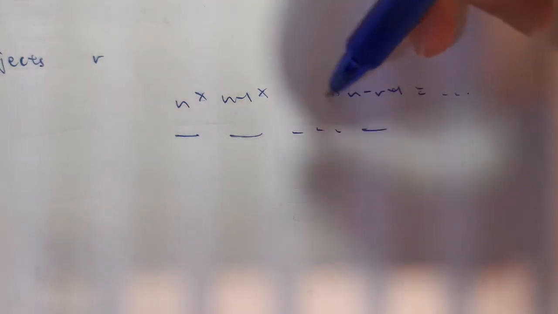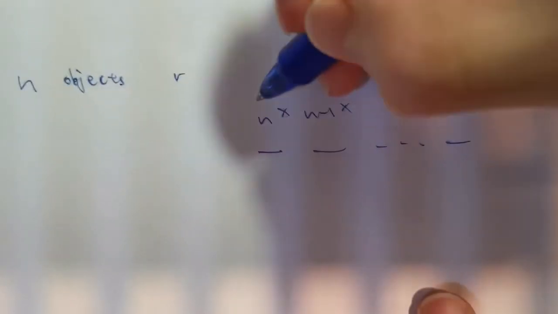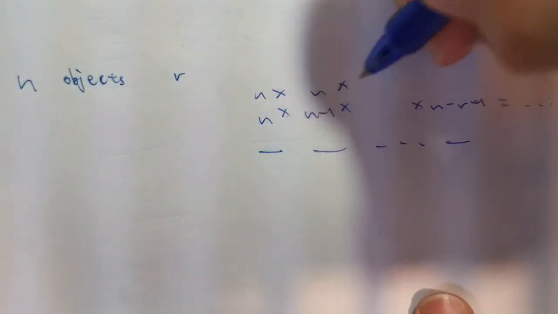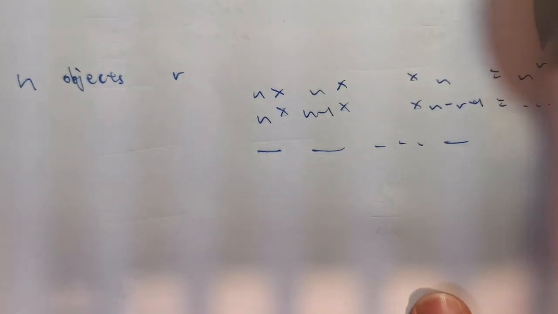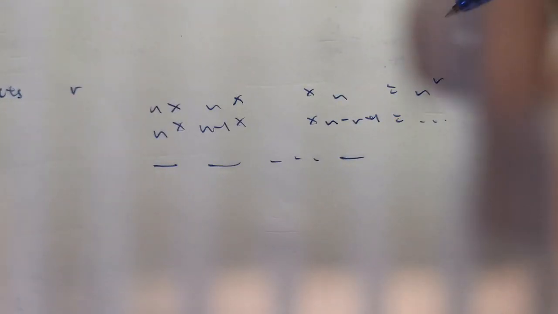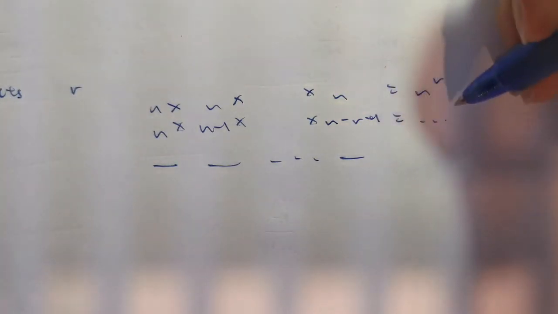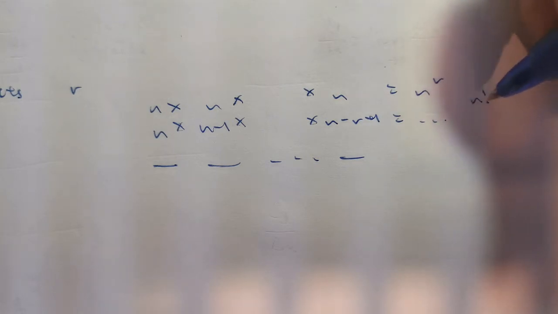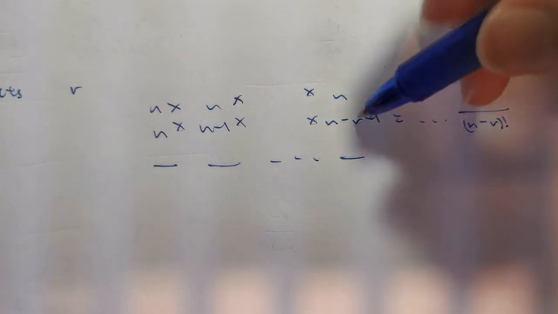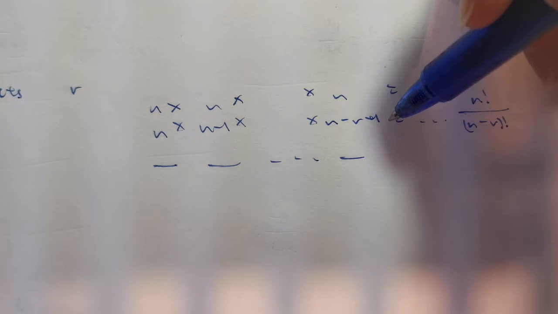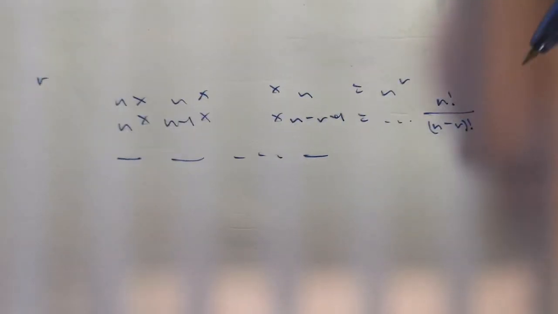That is if there's no replacement. Then if there's replacement, it will just be n times n times n all the way to n, which equals n to the power of r. Oh yeah, and the no-replacement case is equal to n factorial over n minus r factorial, because if we multiply this thing by n minus r factorial, we get n factorial.